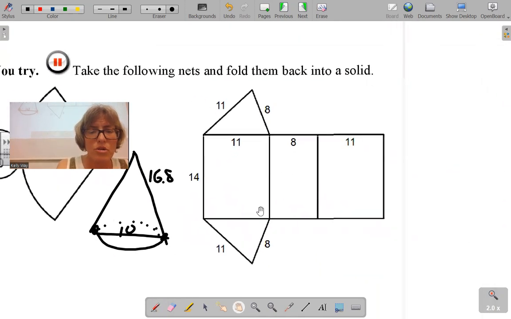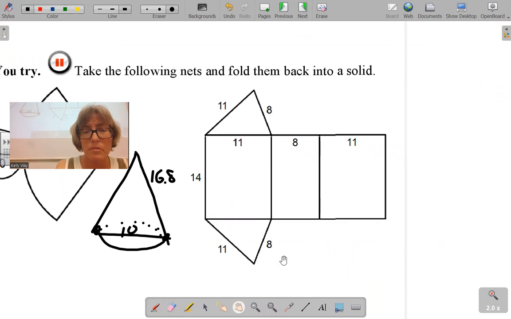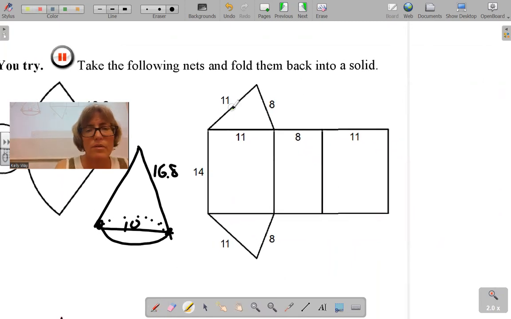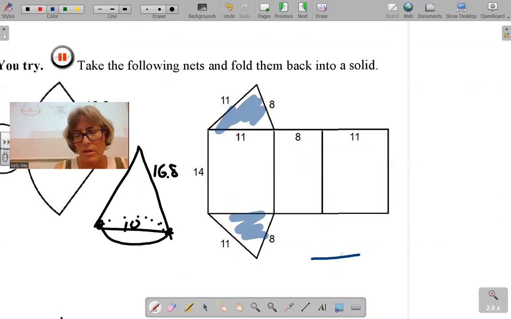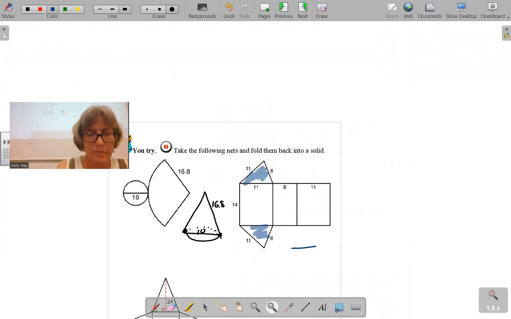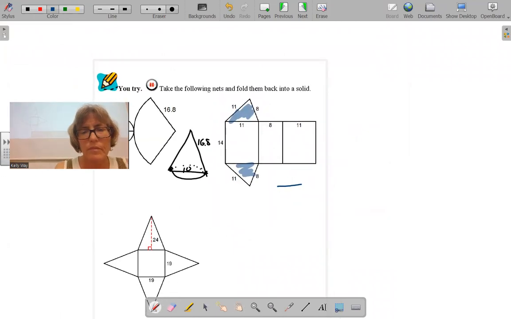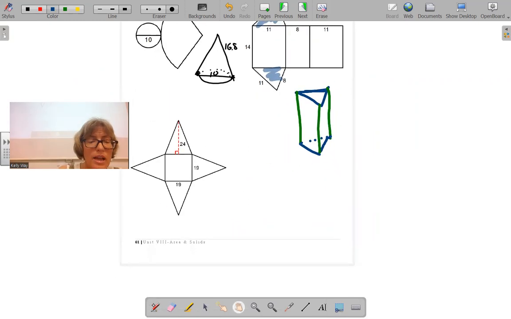This one is a triangular based prism. So it looks like this. And it has 3 flat pieces, which makes the rectangle. And this last one, you should have gotten a square-based pyramid.